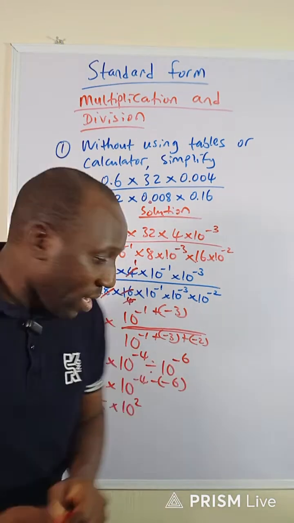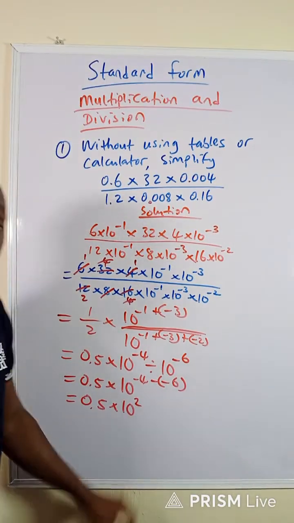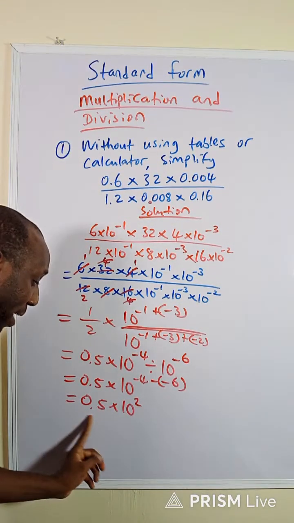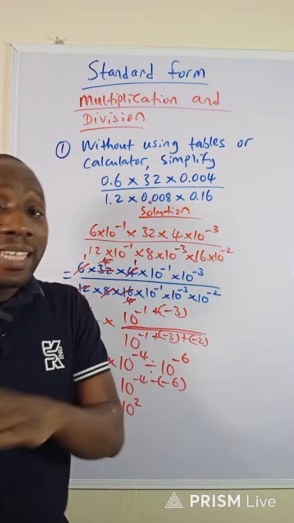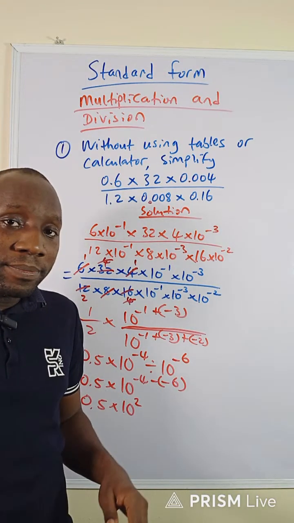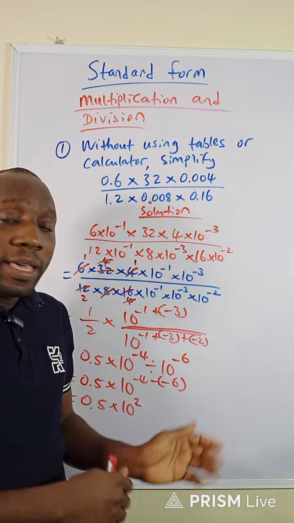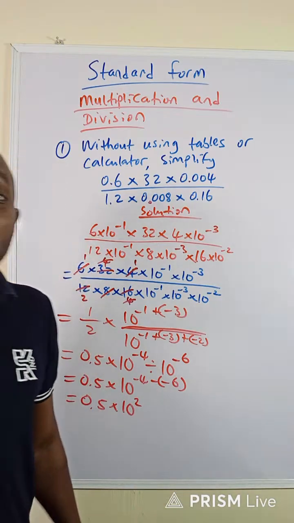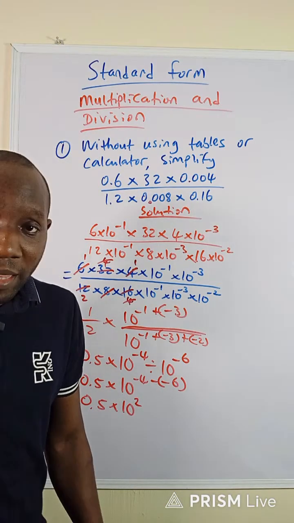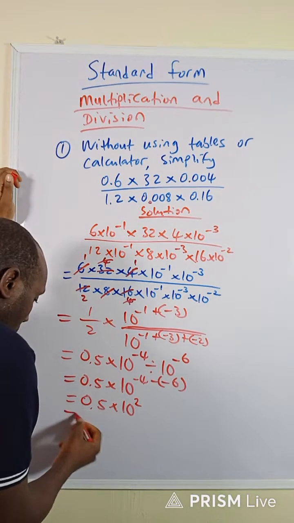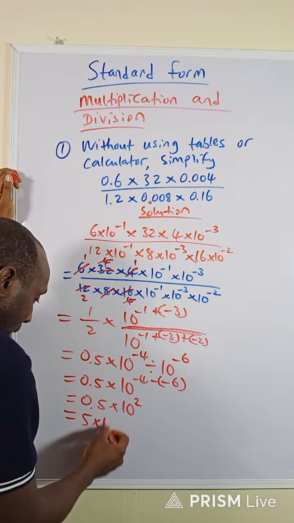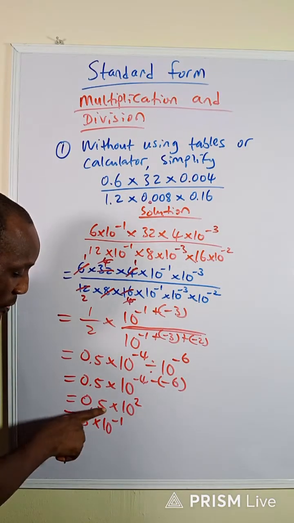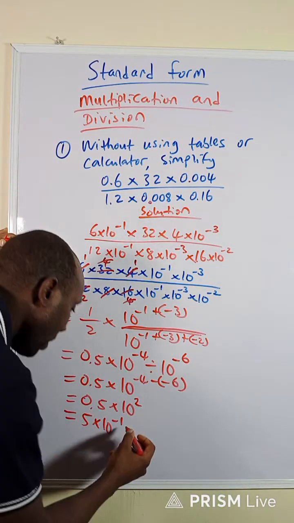But are we done? Is this in standard form? No, it is not. The rule I gave you before is that this number here must be between 1 and 10. It cannot be less than 1. It cannot be 10 or above. So this 0.5, I'm going to rewrite it again in standard form. So 0.5 will become 5 times 10 raised to the power of minus 1.